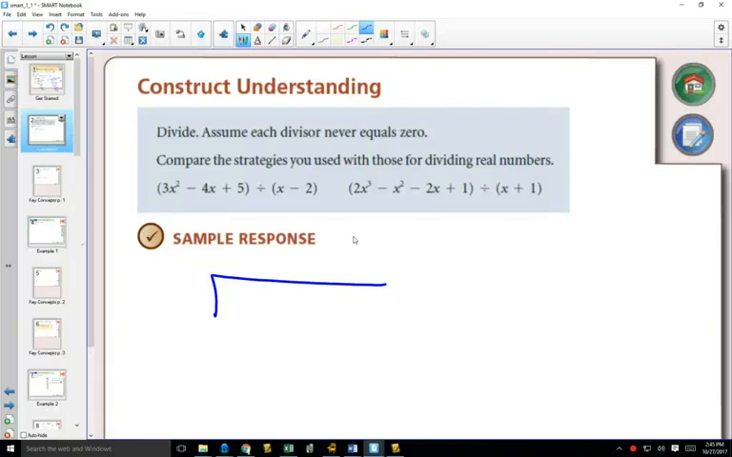Introduction to long division. Okay, so we're going to use our long division strategies for this. We're dividing this by x minus 2. So our x minus 2 would go outside because that's what we're dividing by. 3x squared minus 4x plus 5 is going to go on the inside.